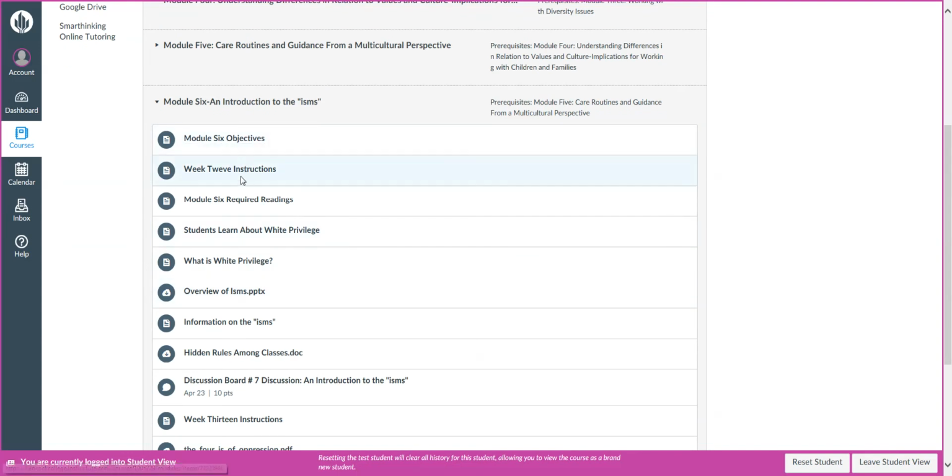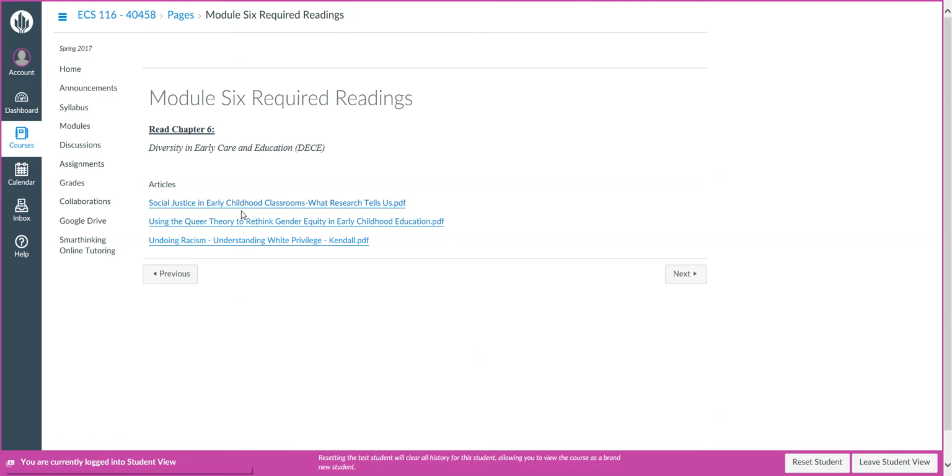So here you can see that we have our instructions. Here's the readings. Okay, so I also have some additional articles for you. One is Social Justice in the Early Childhood Classroom: What Research Tells Us. Another article is Using Queer Theory to Rethink Gender Equity, followed by Undoing Racism, Understanding White Privilege. Kendall, he's a very prominent author related to the concept of white privilege.